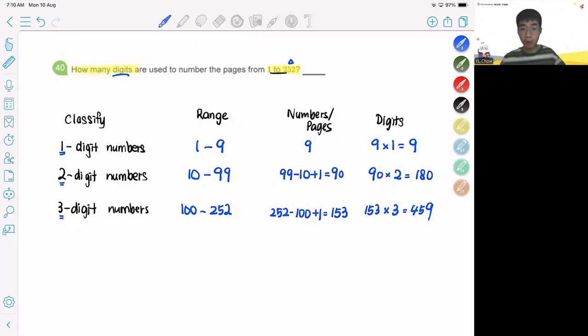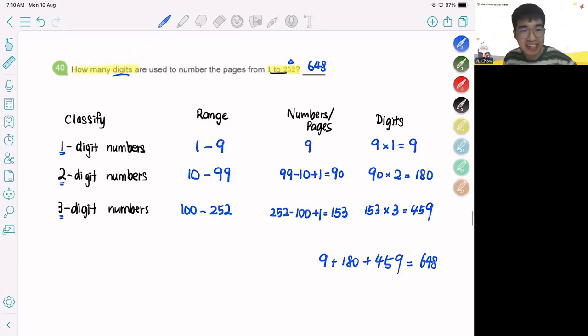Now, we found out the number of digits in each category. Next, we need to find the total number of digits, so all we need to do is add them up. 9 plus 180 plus 459 should give me 648. So my answer is 648. There are this many digits used to number these pages.